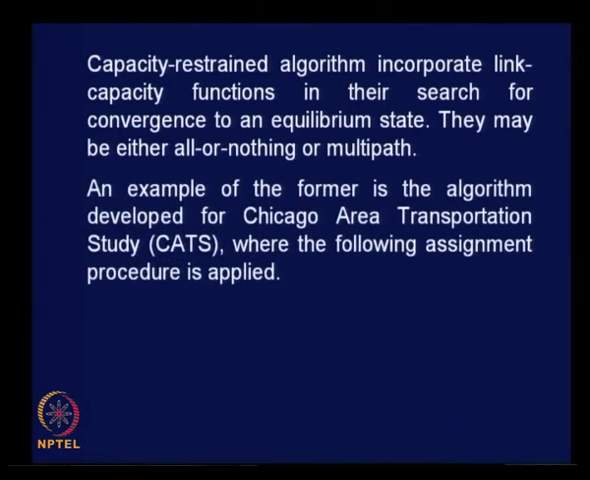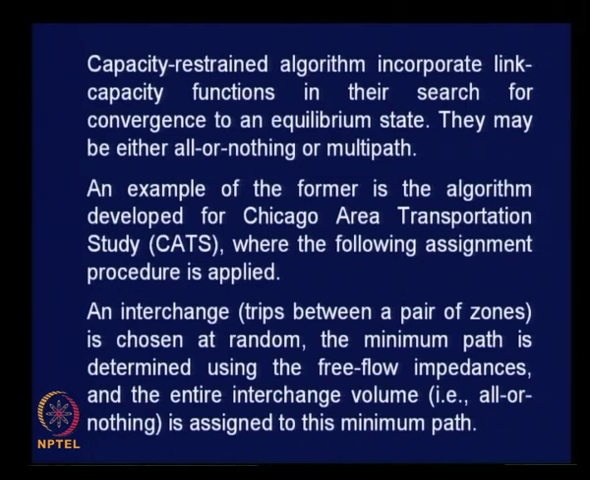An example of the former, that is the all or nothing assignment technique, is an algorithm developed for the Chicago Area Transportation Study, the CATS study, where the following assignment procedure is applied. Now we are going to see how to apply the all or nothing assignment technique with incorporation of the principle of capacity restraint, right.